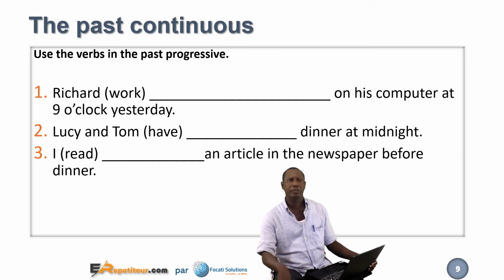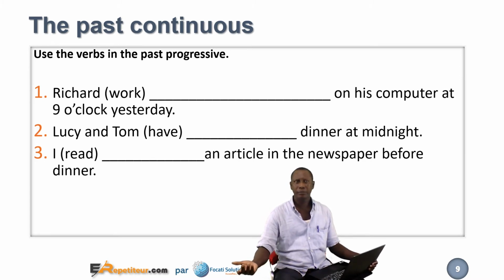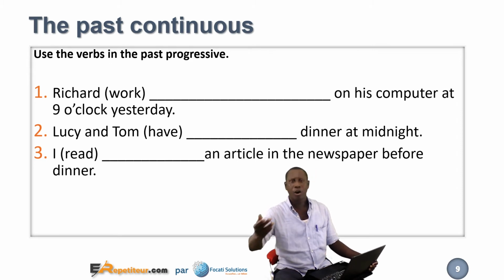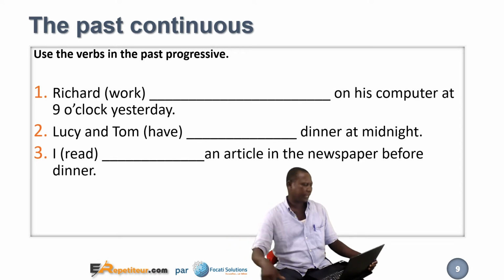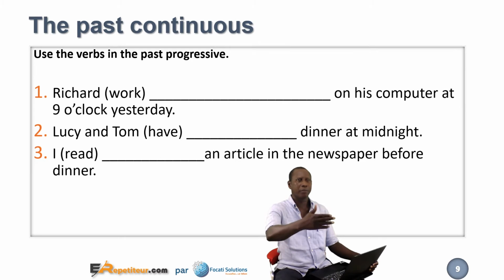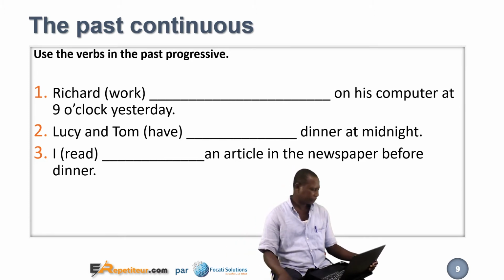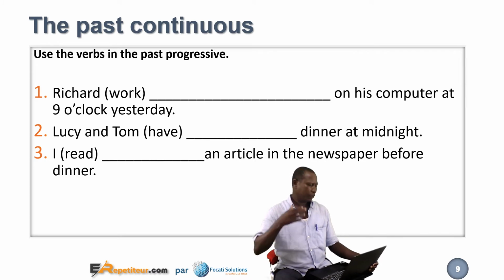Now on the board, some sentences. Number one, Richard, the verb, worked on his computer at 9 o'clock yesterday. Very easy. Richard was working on his computer at 9 o'clock yesterday. Lucy and Tom have dinner at midnight. Lucy and Tom were having dinner at midnight. And finally, to read an article in the newspaper before dinner. I was reading an article in the newspaper before dinner.